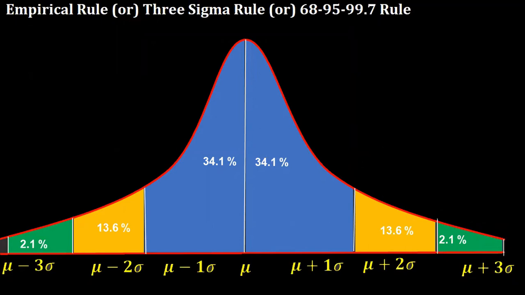Hello everyone. In this video, today we are going to see what is called the empirical rule or 3 sigma rule, or sometimes it is called the 68, 95, 99.7 rule. So we are going to see what it says and how to apply it for our sums.